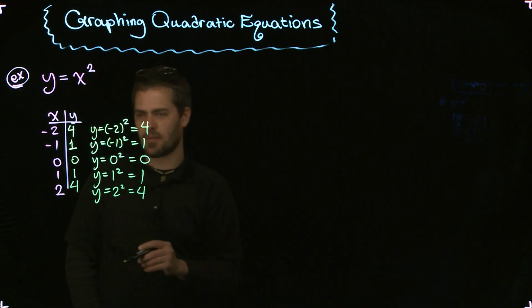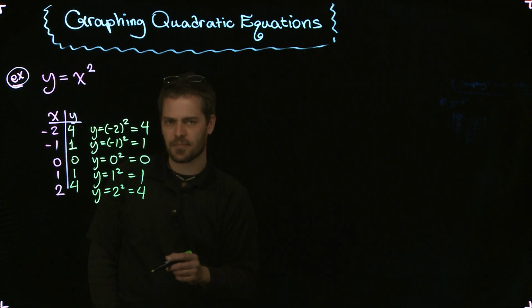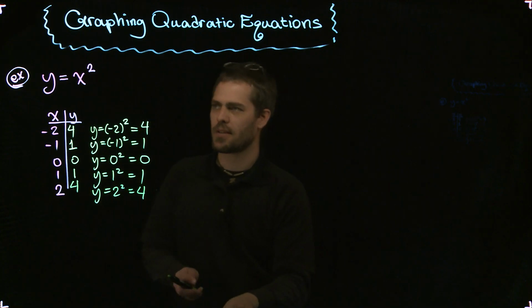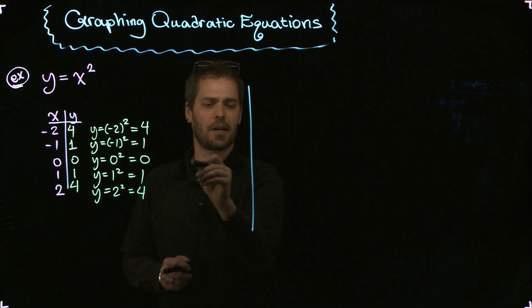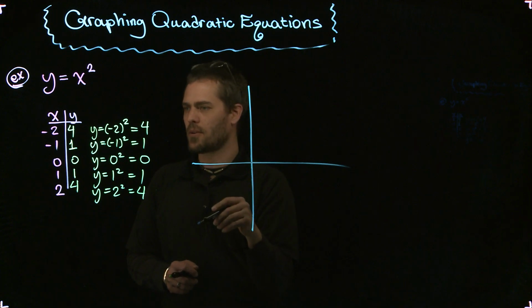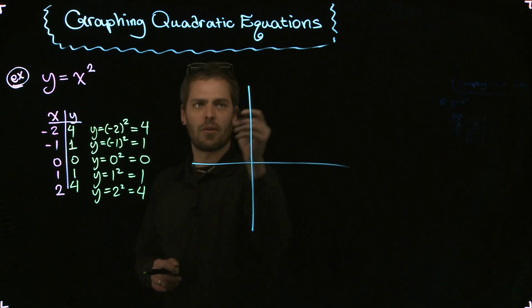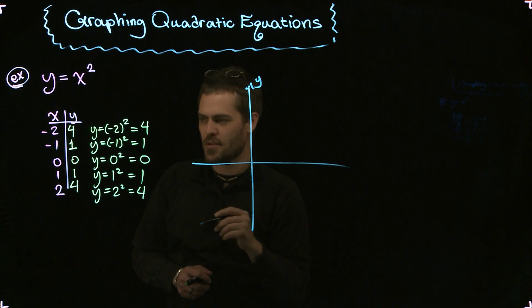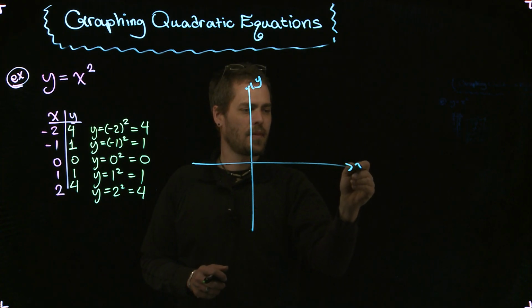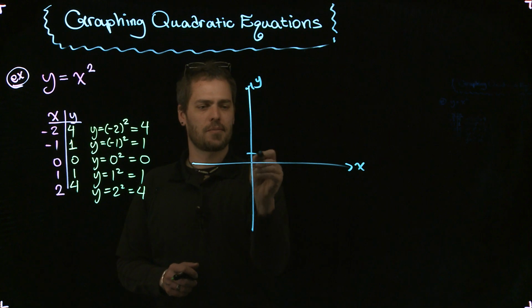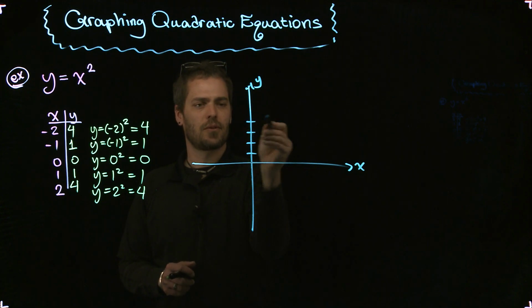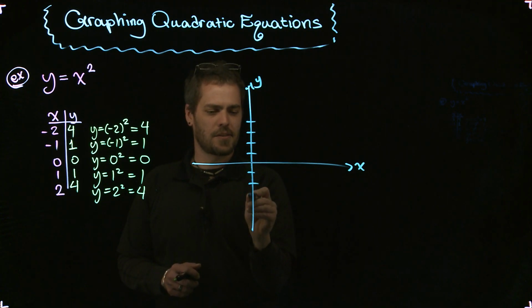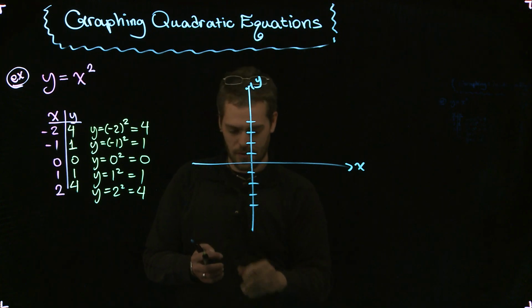And you might already be seeing an interesting pattern. Let's talk about that. But first, I'm going to make my xy graph. And what do I need to go up to? I need to at least go up to 4 on the y-axis. On the x-axis, I'm going from -2 to +2. Okay, so on the y-axis, 1, 2, 3, 4. And I'll put some negatives just to make it nice and symmetrical.